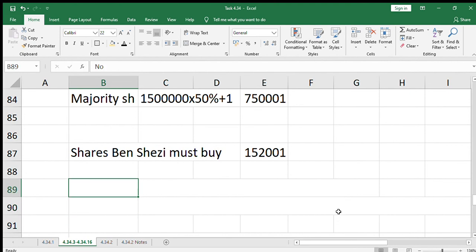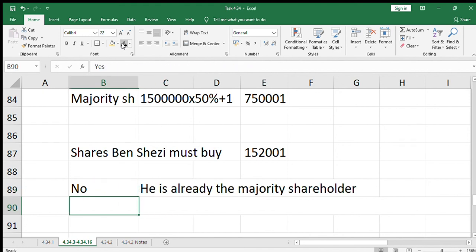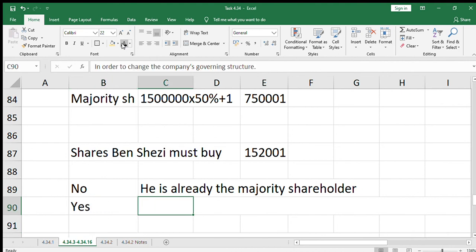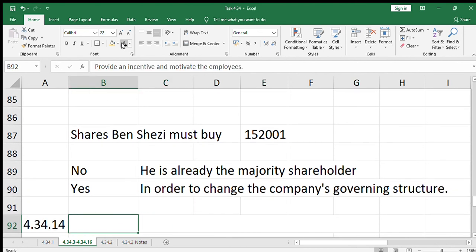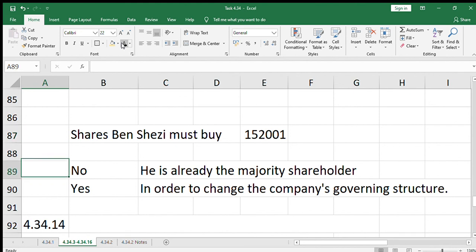Okay, so you can say that you wouldn't mind, or you can say that you would object. You can say no, he's already a majority shareholder, so it's not going to change much. Or you can say yes, that you would object, in order to change the company's governance structure. Because if you're not happy with him being a majority shareholder, then you could object.